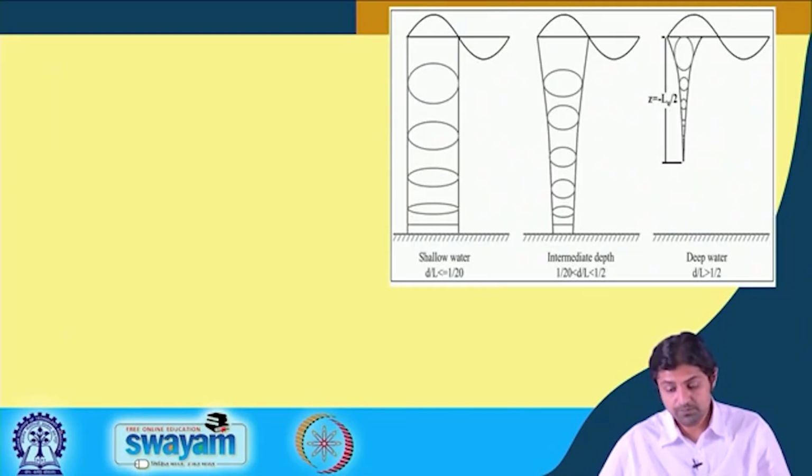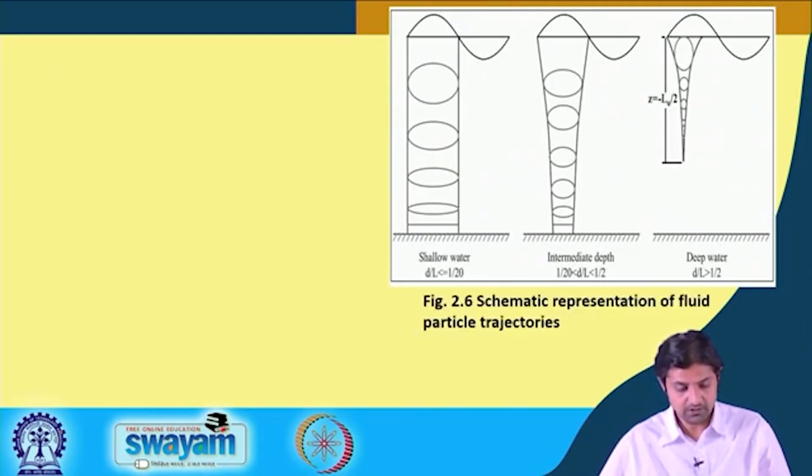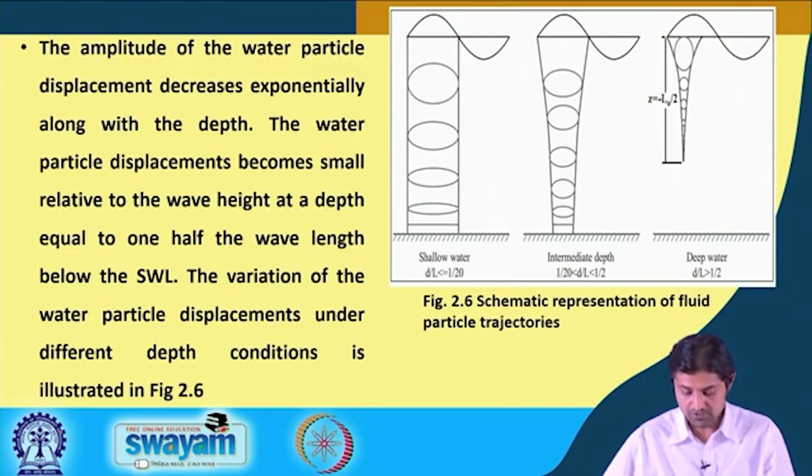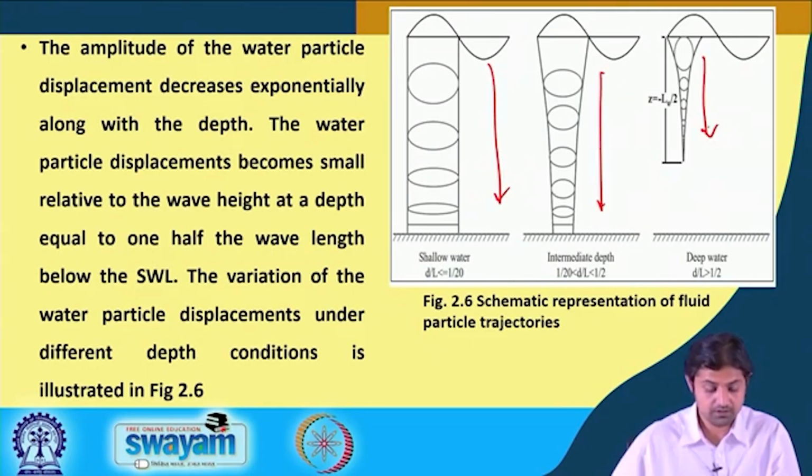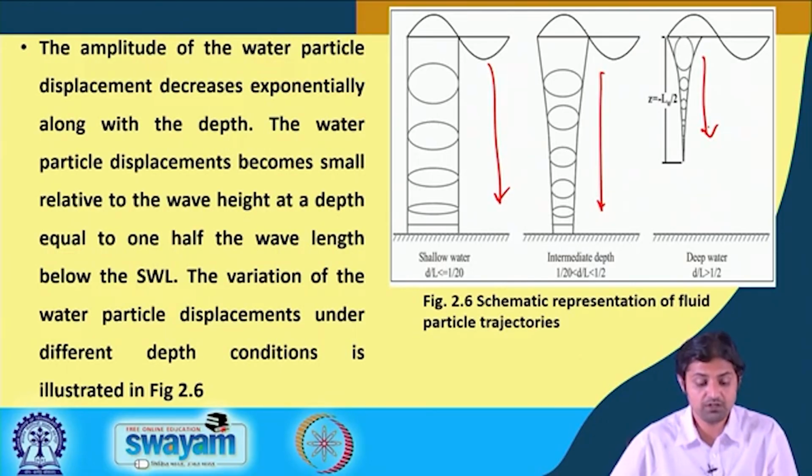So, you see, this is the schematic representation of fluid particle trajectories. The amplitude of the water particle displacement, first of all, decreases exponentially along the water depth. The water particle displacement becomes small relative to the wave height at a depth equal to 1/2 the wavelength below the still water level, that is the deep water. The variation of the water particle displacements under the depth condition is illustrated in this. All right.